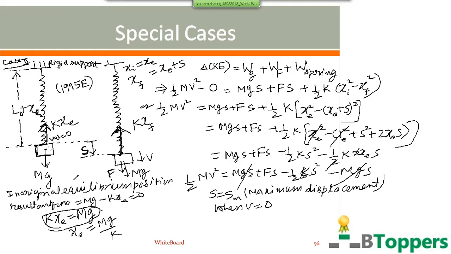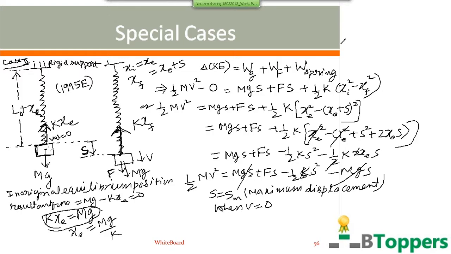Just like in the earlier special case, here also the magnitude of velocity of the block first increases from 0 until it reaches its new equilibrium position. Then it decreases. The magnitude of velocity is maximum at the new equilibrium position of the block where net force becomes 0. And the elongation of the spring is maximum at the lowest position of the block at which velocity of the block becomes 0. So s equals Sm when V is 0.